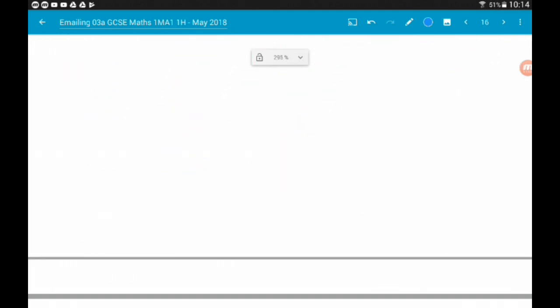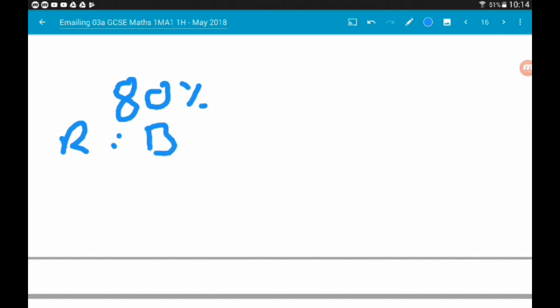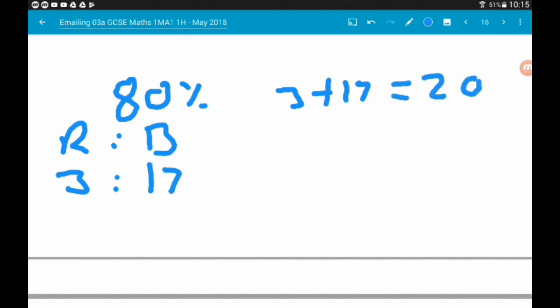So we want to split 80% in the ratio red to blue 3 to 17. So first step, add the parts of the ratio together. 3 add 17 is 20. Work out how many lots of that there are in 80. So 80 divided by 20 is 4, and then multiply each side of the ratio by that number.